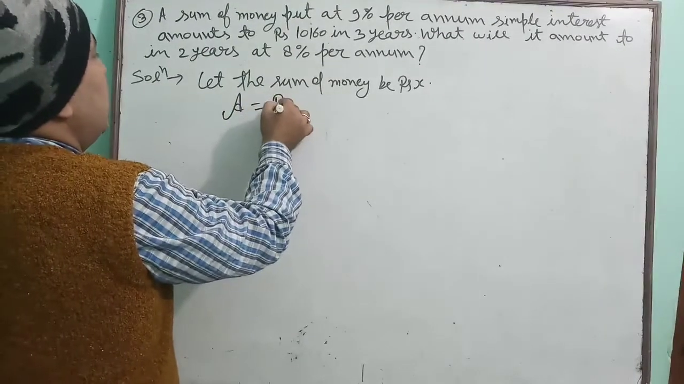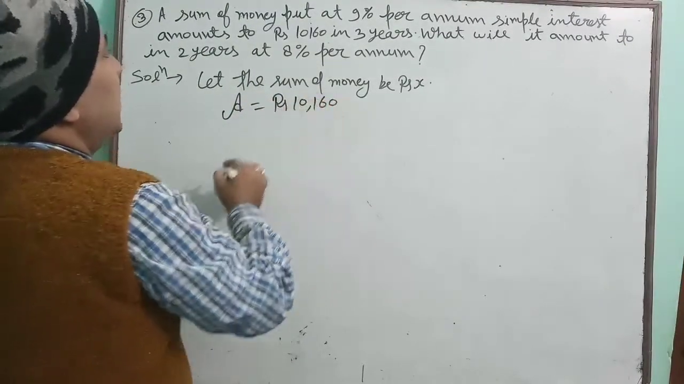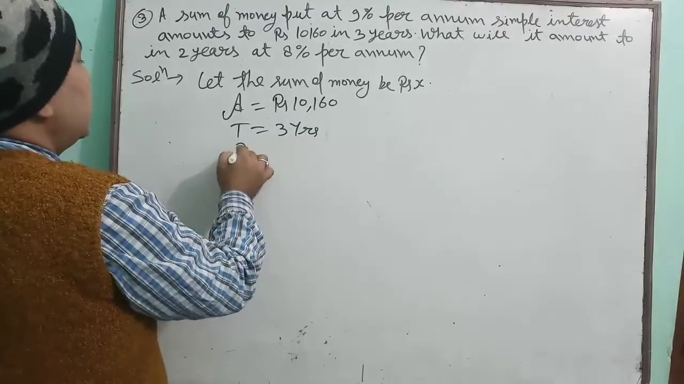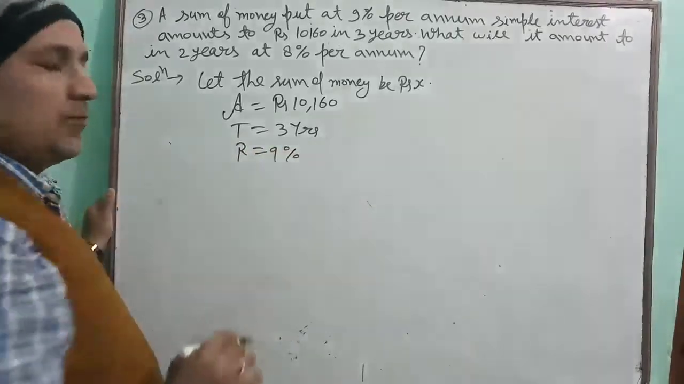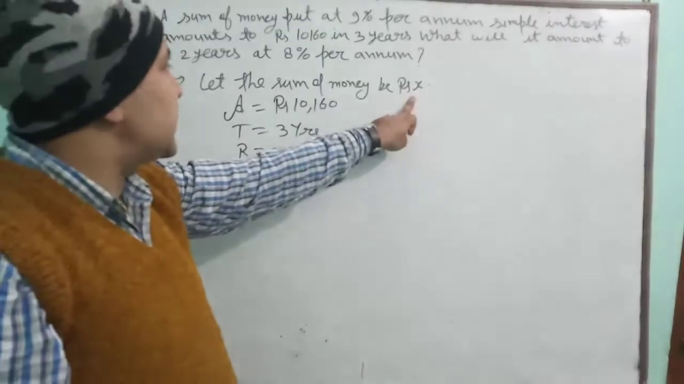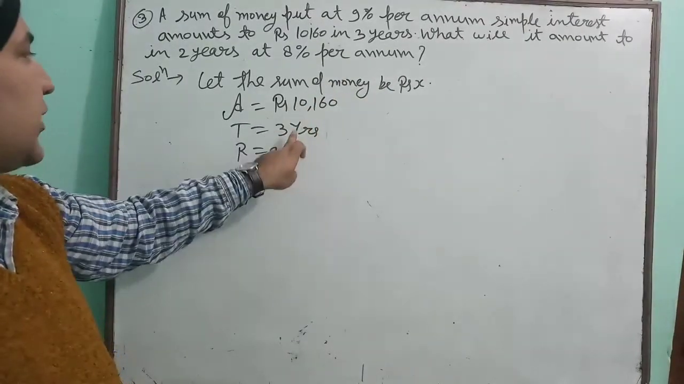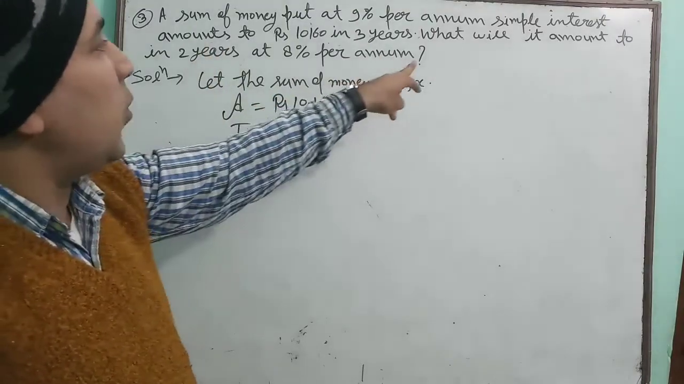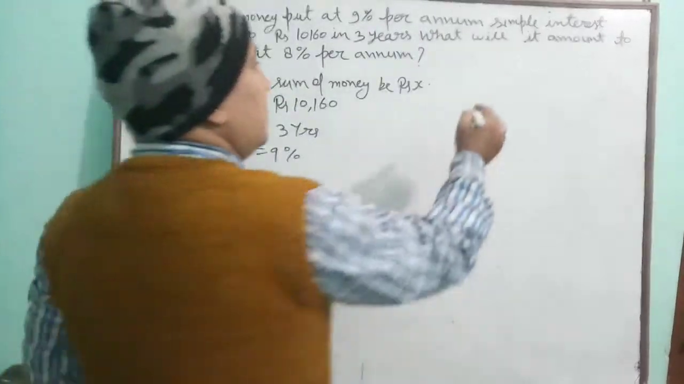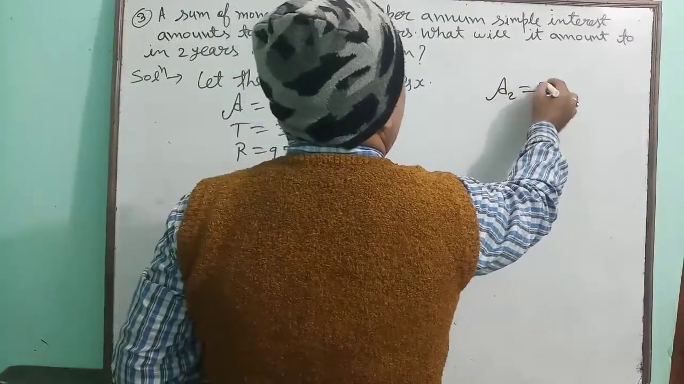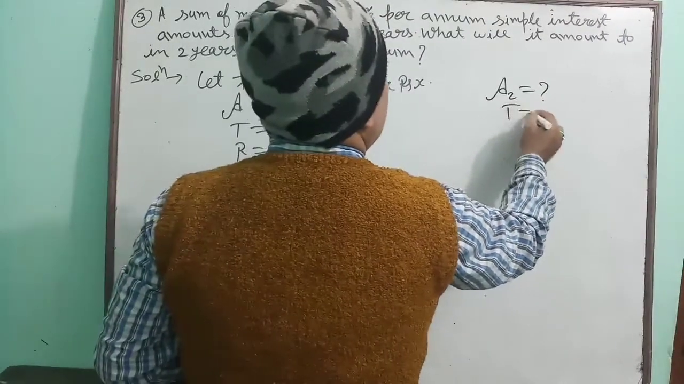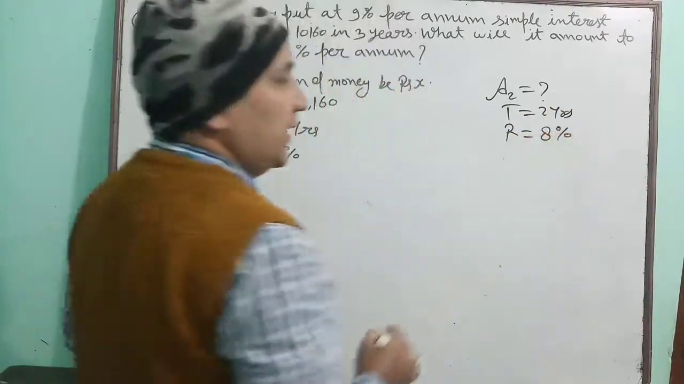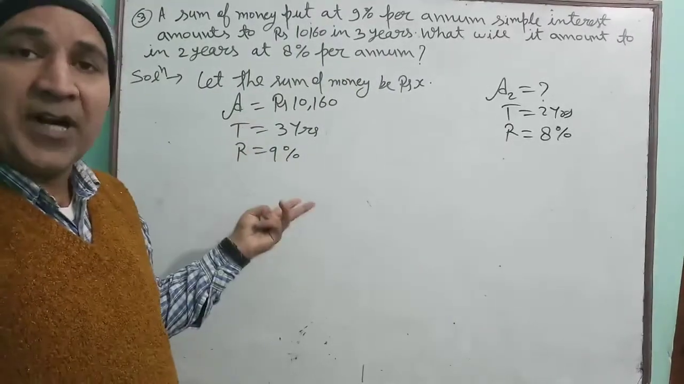That means here the amount is 10,160 rupees in 3 years, at the rate of 9%. Is this understood? Rupees X is making this much amount in 3 years at the rate of 9%. In the second part, what will it amount to? That means in the second part we have to find the second amount in 2 years at the rate of 8%. So you can see there are two parts of the question.